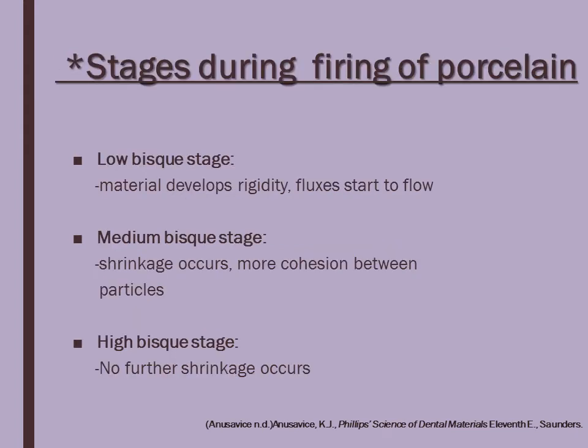Now the very important stages during firing of porcelain. This has also been asked previously in your UQs. There are three stages. The low vis stage, this is the initial stage where the material develops rigidity. The fluxes within the porcelain powder start to flow. Then the medium vis stage where the shrinkage occurs. Now this is basically the stage where the maximum shrinkage occurs. Cohesion between particles takes place. Densification starts and solidification starts, and then the high vis stage, no further shrinkage occurs, and this can be said as the final stage where the whole mass solidifies and forms a certain shape.